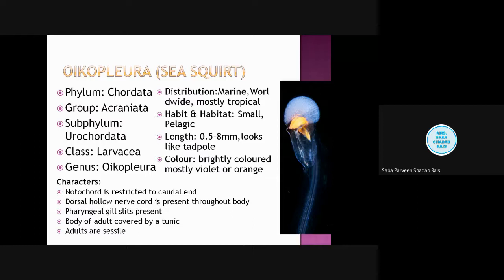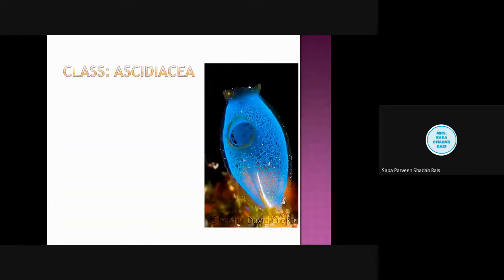Let us go ahead. Now the next class is the class Ascidiacea. Ascidiacea shows the chordate characters found in the larval stage. This is the typical Urochordate definition. That means the chordate characters will be found in the larval stage. Thereafter, retrogressive metamorphosis occurs, which means in the adult stage all the larval characters disappear after the metamorphosis.